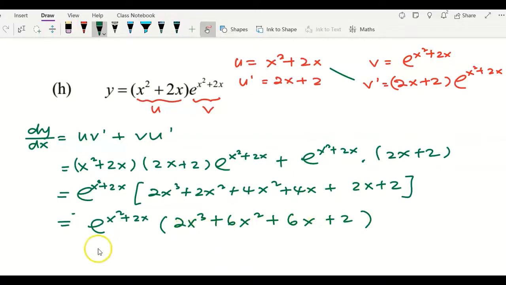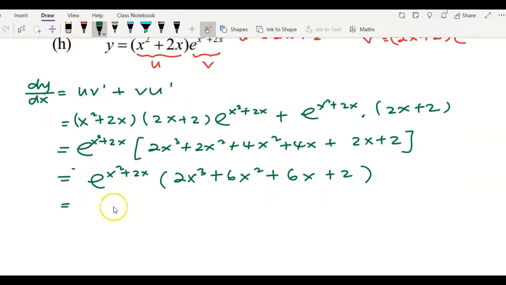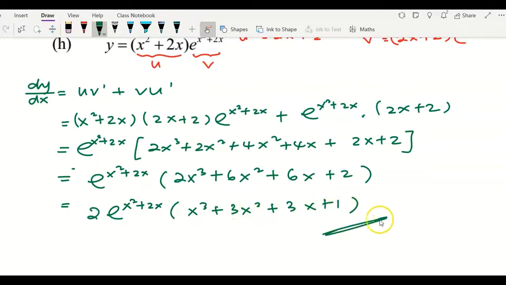Again, I see that all these four terms contain the common factor 2. I can factor out the 2. And what we are left with is x cubed plus 3x squared plus 3x plus 1. Alright, this is our answer.